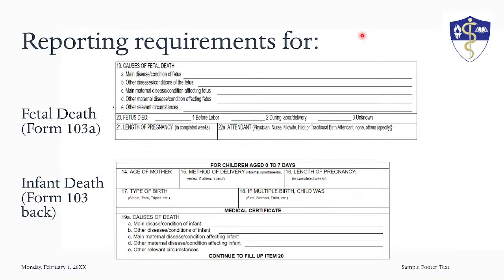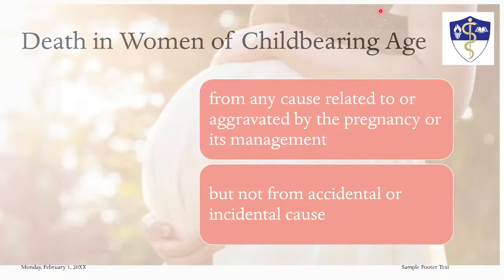Okay, so next, reporting requirements for fetal death: Form 103A, the certificate of fetal death. Okay, it's in the front. This one is in the front. Infant death, you fill up municipal form 103, and then you use the back portion to write it down. So this is for children 0 to 7 days. Next, maternal death. Death in women of childbearing age. So women of childbearing age. So it's not necessarily na buntis at the time of death.